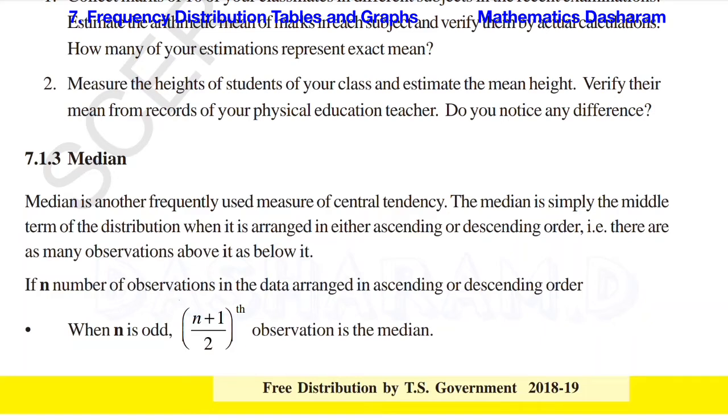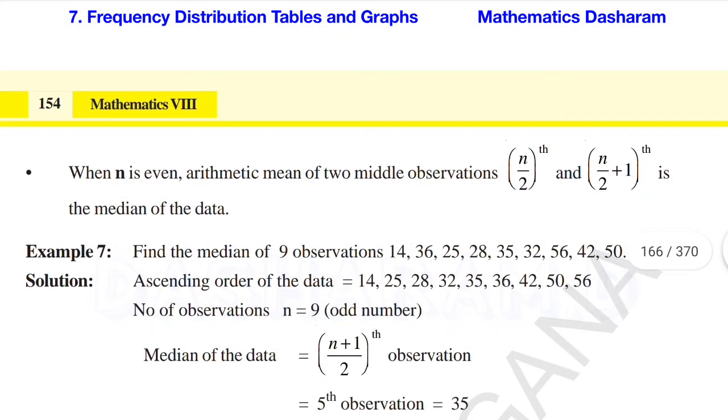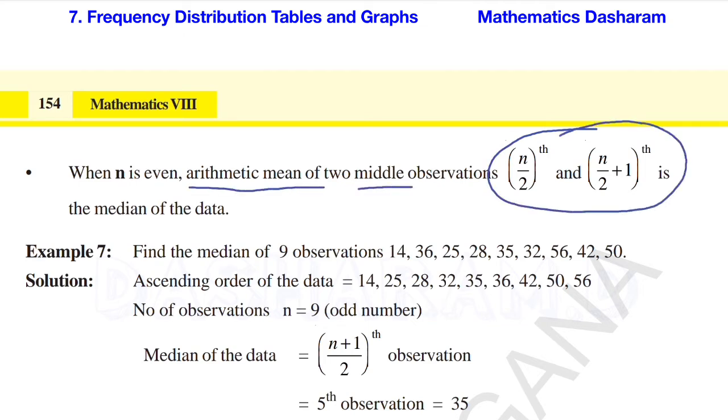Sometimes the number of observations is an even number, 6, 4, 8. In this case, how will you select the middlemost value? It is not possible, na? So the two middlemost values will come when n is an even number. In this case, the arithmetic mean of the two middlemost values is the median. So the arithmetic mean of two middle observations, one is n by 2th, another one n by 2 plus 1th, is the median of the data.